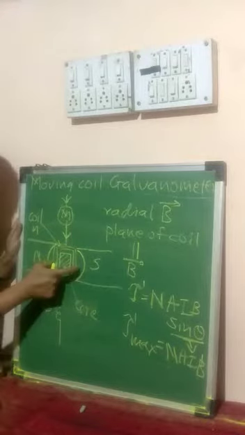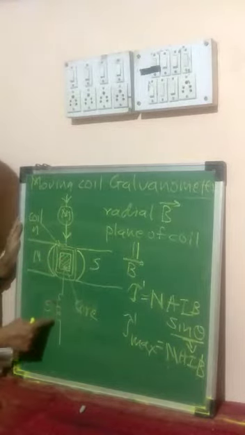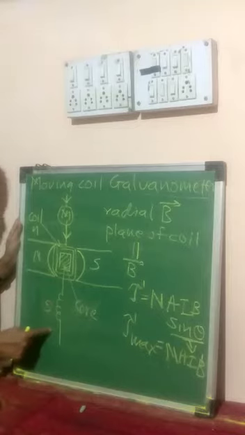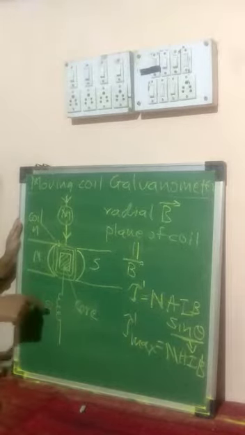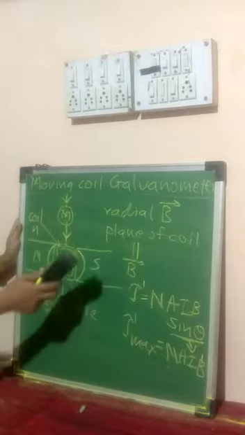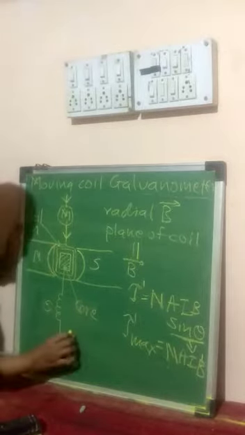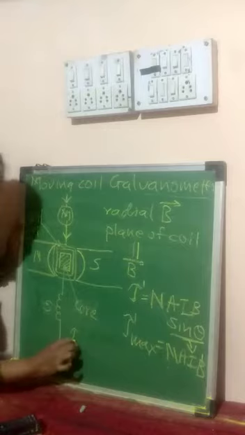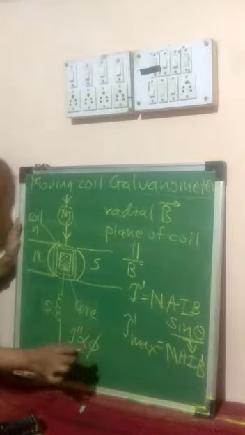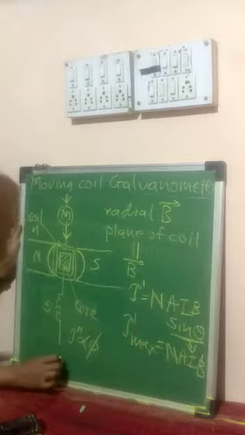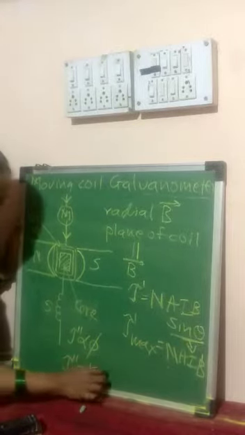Due to that deflection, a restoring torque will develop due to the spring, and that spring gives us a restoring torque, which I can call tau double dash, which is directly proportional to the deflection of the coil, that is phi. So that restoring torque can be written as K into phi.